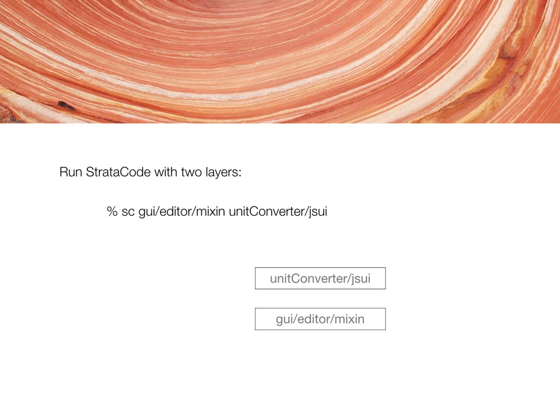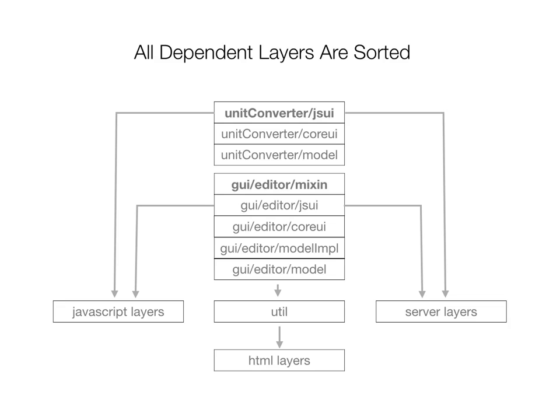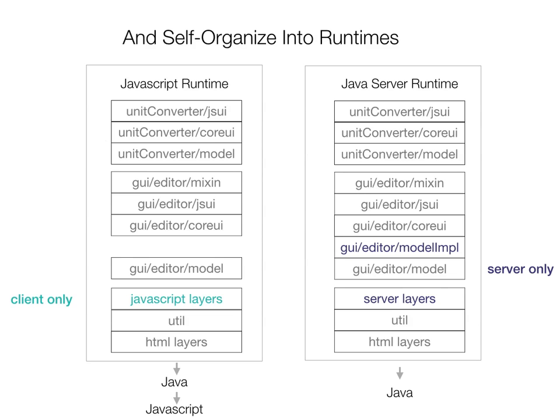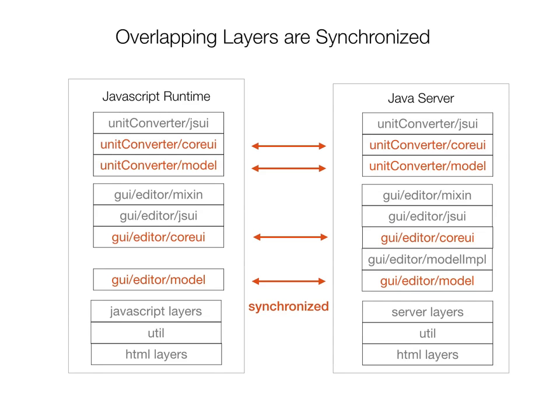When I run StrataCode with two layers, in this case the program editor and the unit converter, those layers bring their dependent layers in and sort them. And then StrataCode organizes these layers, in this case, into two runtimes, one that's converted to JavaScript to run in the browser and the other that runs on the server. And StrataCode lets you synchronize overlapping layers automatically.